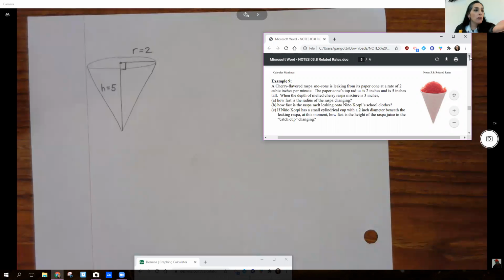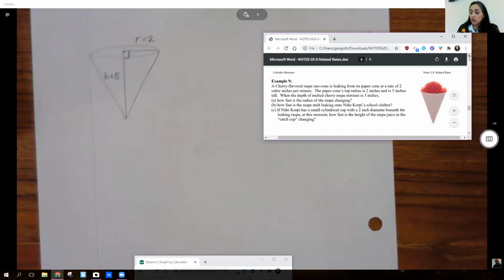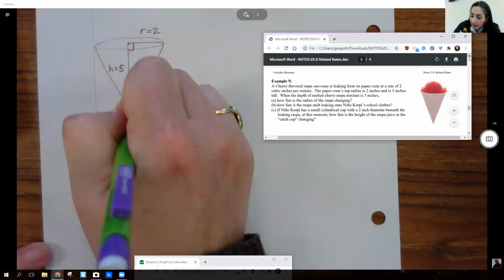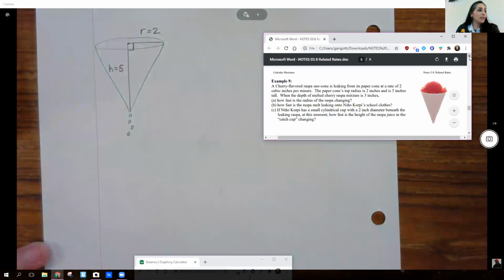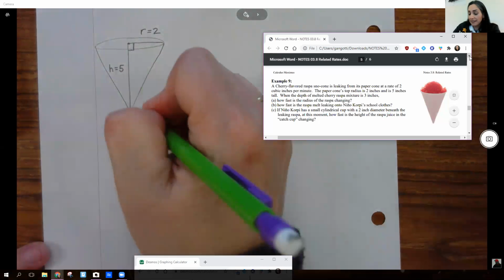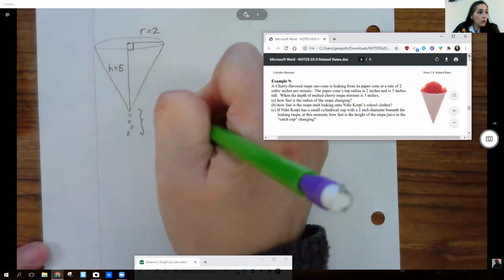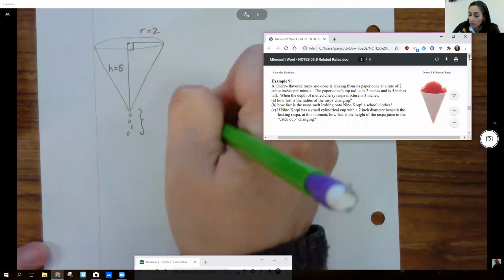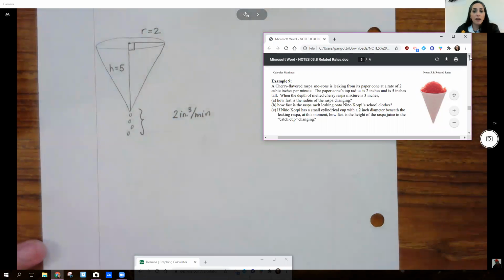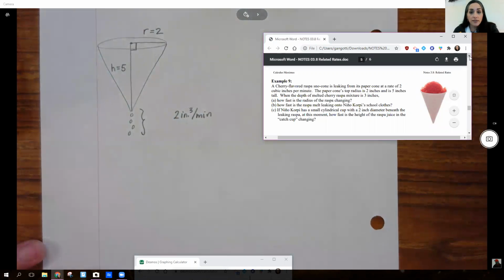All right, so in the beginning, it says that it's leaking from the cup, from the cone at 2 cubic inches per minute. So what we got here is some leaks coming out of the cone, and this is leaking at a rate of 2 cubic inches per minute. So cubic inches, right away, volume, right?